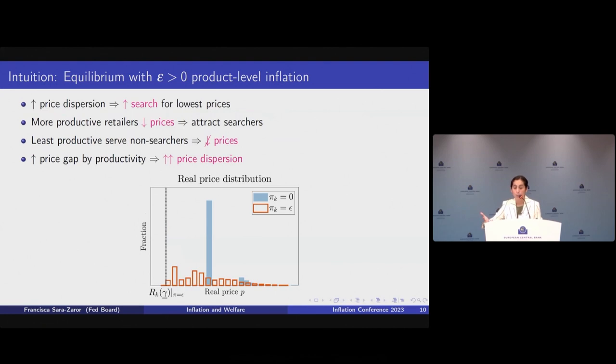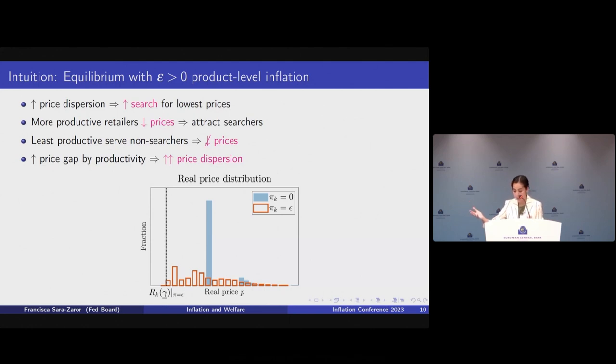Now, if we also allow shoppers to re-optimize, we will observe that this little bit of price dispersion arising from a little bit higher inflation is also going to increase the incentives to search for lower prices. So what happens in this case is that there is also feedback to the behavior of the more productive retailers, because they see that some consumers are searching more. And some retailers, especially the more productive, will have more incentives to decrease their prices and attract more searchers. And this is why we observe that the lower end of this distribution is also expanding.